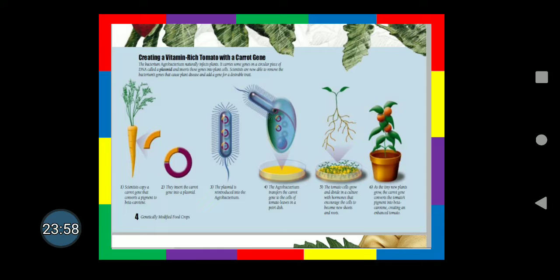Then the plantlets are allowed to grow in a petri dish till they get roots. Then the plantlets are transferred to pots for the production of tomato containing vitamin A, that is beta carotene, to give more color as well as being vitamin rich.